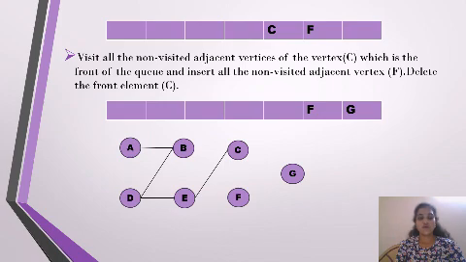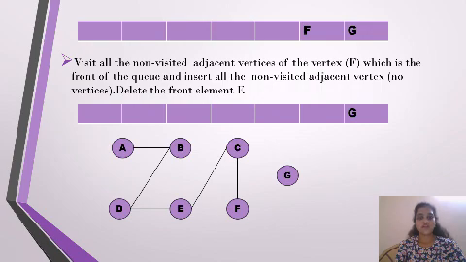Visit all the non-visited adjacent vertices of the vertex C, which is the front of the queue, and insert all the non-visited adjacent vertices, G. Delete the front element C from the queue. After deleting the front element C from the queue, the queue elements are F, G.